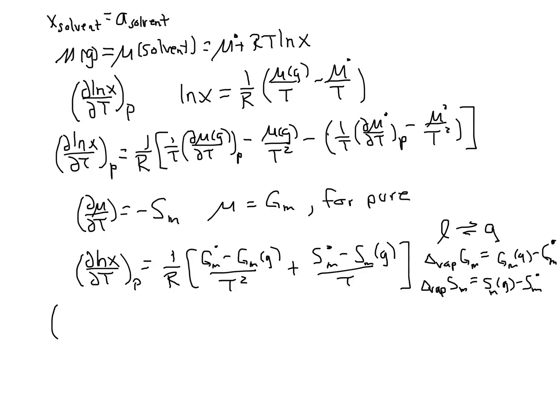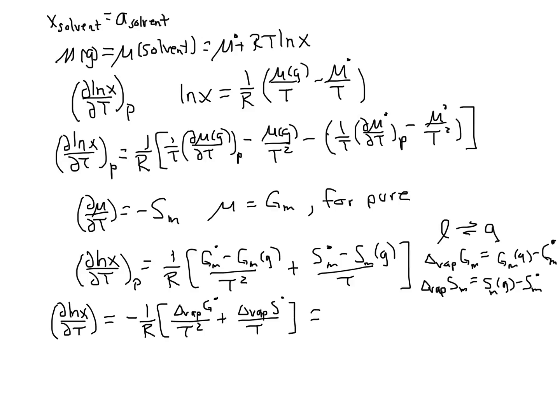Making these substitutions, we can write that our derivative of the natural log of the mole fraction with respect to temperature is equal to minus 1 over R times the change in Gibbs free energy upon vaporization of the pure solvent divided by T squared plus delta S for vaporization of the pure solvent divided by T. And now because delta G is equal to delta H minus T delta S, I can write that our derivative is equal to minus the delta H of vaporization divided by R T squared.